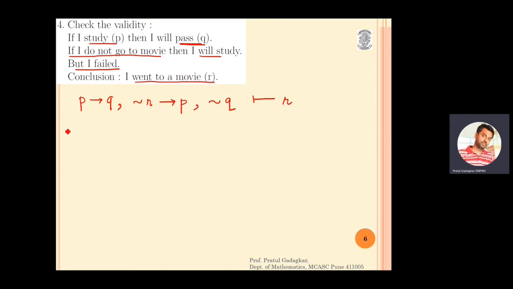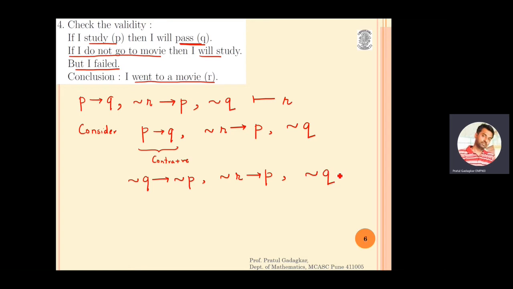Let us check whether this argument is valid or not. Let me write the left hand side: P implies Q, negation R implies P, and negation Q. Now I have to somehow adjust these things. I will take the contrapositive of the first statement. The contrapositive of this is negation Q implies negation P. Then negation R implies P is as it is, and negation Q also I'm going to keep as it is.